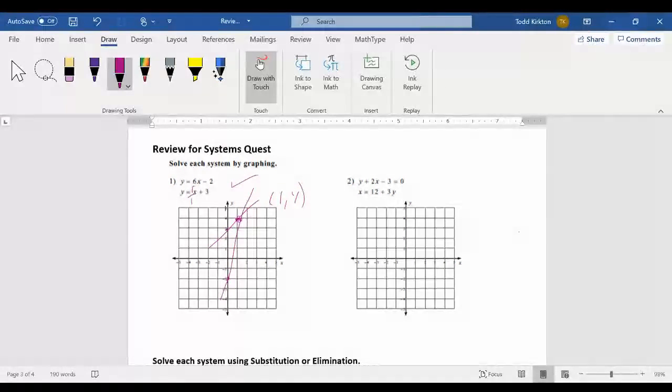This one is not in perfect form to graph, so I need to put it into a form to graph, which means get y by itself. So I'm going to add 3, and subtract 2x. So we have y equals -2x plus 3. Start at 3, down 2 over 1. Make a few points on there.